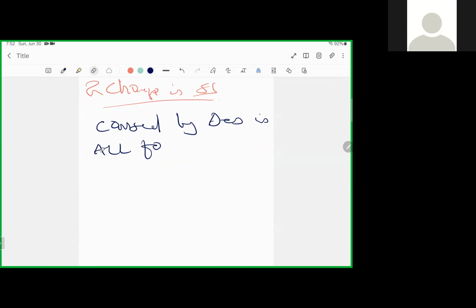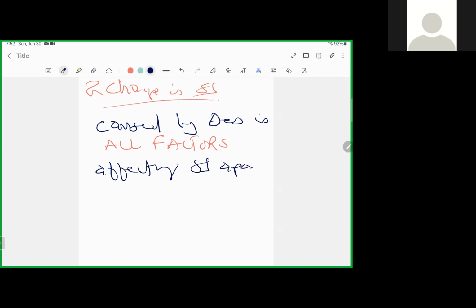Changes in all factors affecting supply, apart from price.